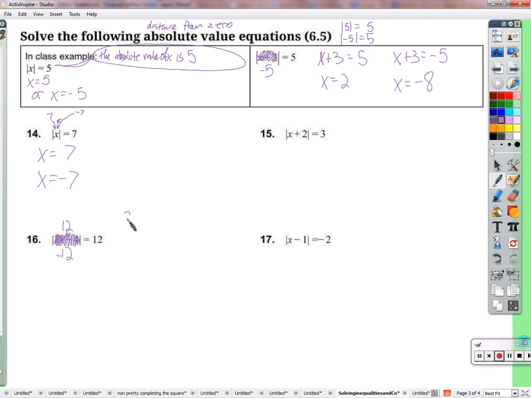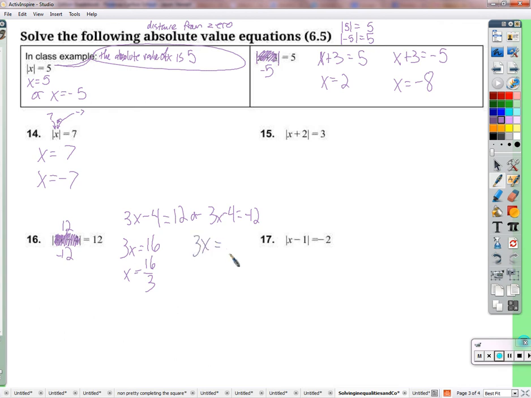Well, 3x minus 4 could be 12, because this is the inside of the absolute value. The inside of the absolute value could come out to be 12, or it could come out to be negative 12. We have two equations, pretty easy to solve. Add four to both sides, divide by three. Add four to both sides.